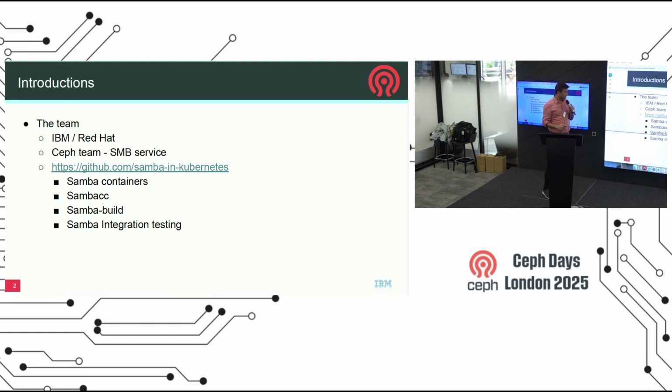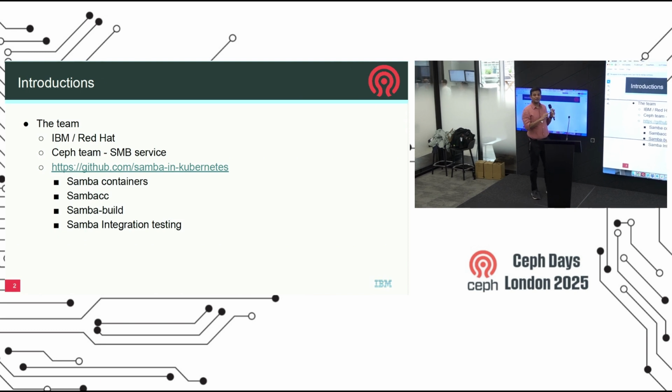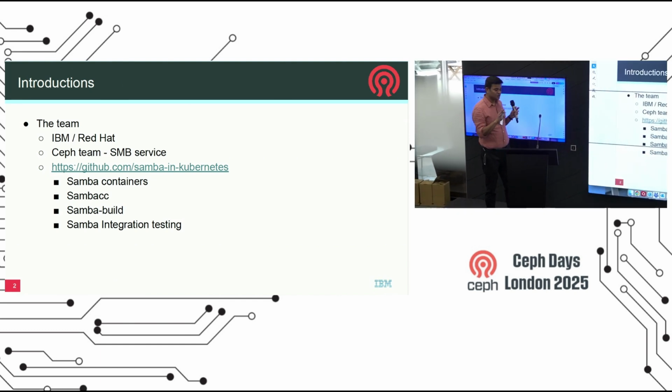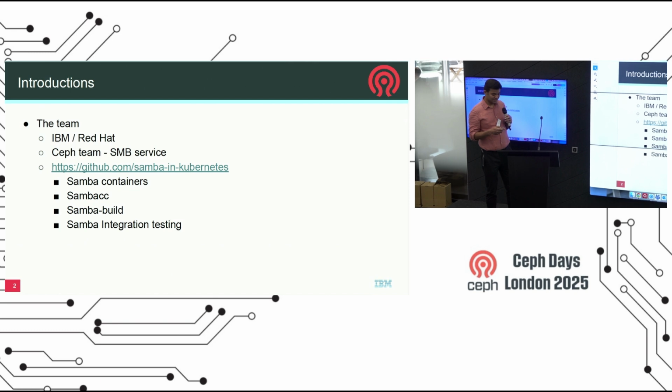Before I start, the team. I'm part of the CephSMB team within IBM. Many of the team members are from Red Hat, who moved over to IBM after the acquisition. We do have a GitHub account called Samba and Kubernetes. This was created when we were creating a Samba operator for Kubernetes. This talk is not about Kubernetes, but a lot of components created at that time are used within CephSMB.